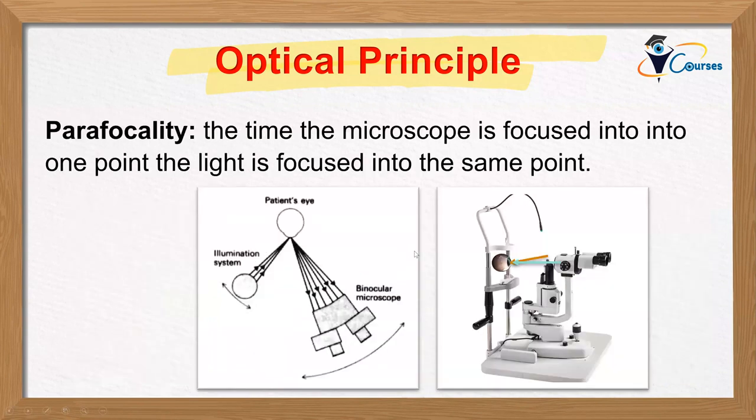Okay, so here we have this principle of parafocality. You remember when I was telling you that the slit lamp has the same focus, or the viewing system, or the microscope, has the same focus as the illumination system. This depends on the principle of parafocality. So both the illumination arm and the viewing arm will focus on the eye at the same position or at the same level, because they are both mounted on a mechanical system that will always keep the same structure of the eye in focus by the microscope and by the lighting system.